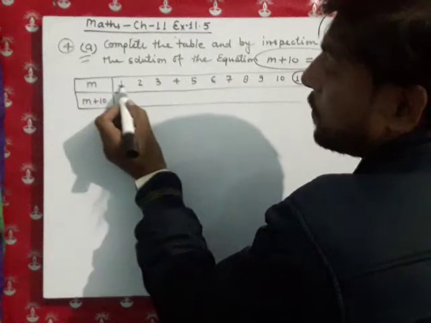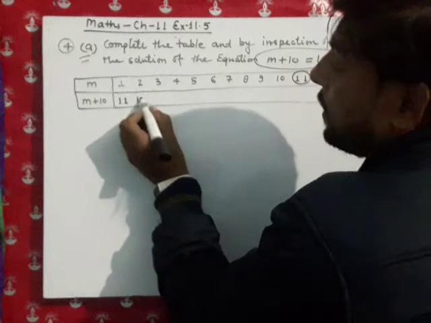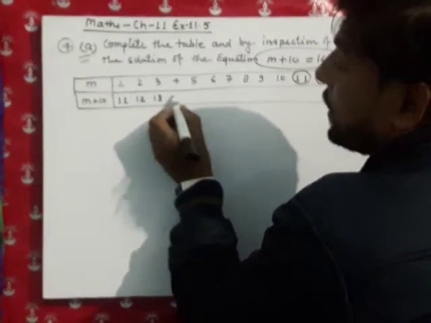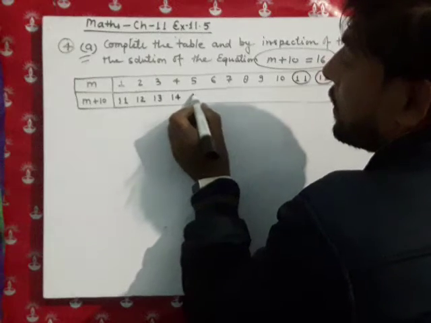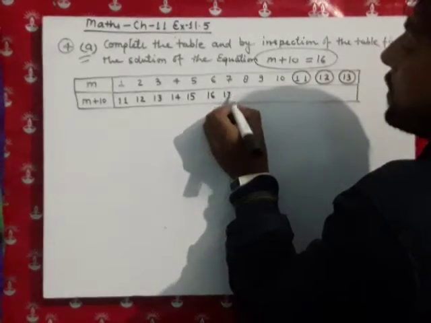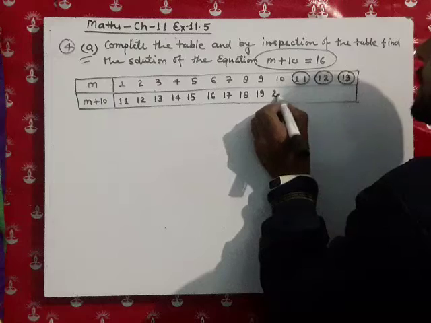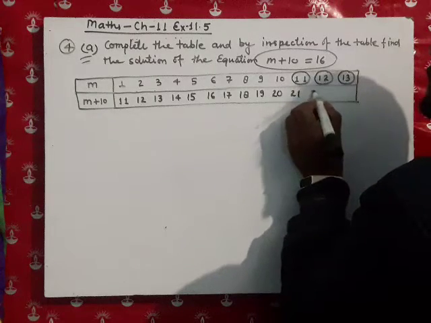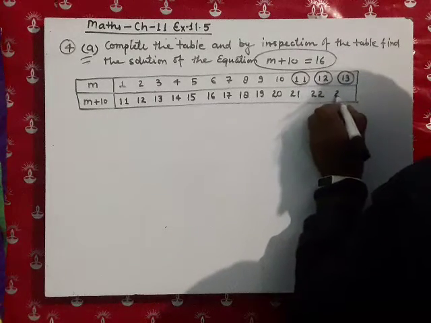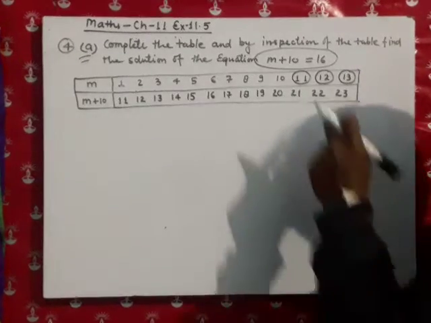Now we have to check: if m is 1, what will be m plus 10? M plus 10 means 1 plus 10, which is 11. Here will be 11. So here will be 12. Now it becomes 13, 14, 15, 16, 17, 18, 19, 20, 21, 22, and now 23.